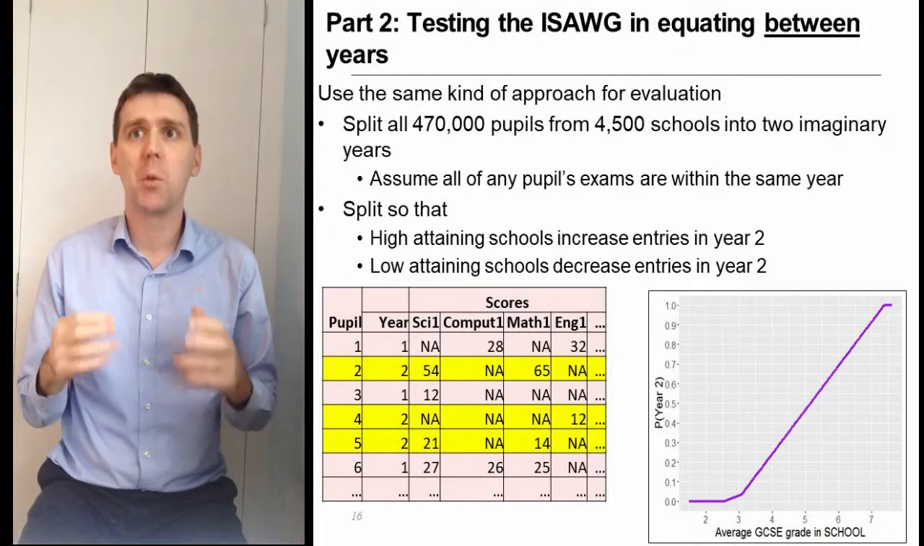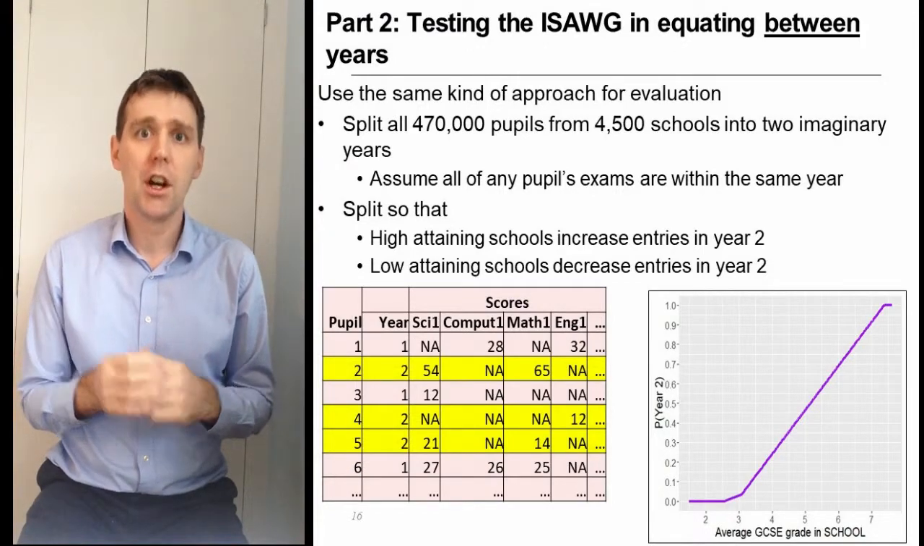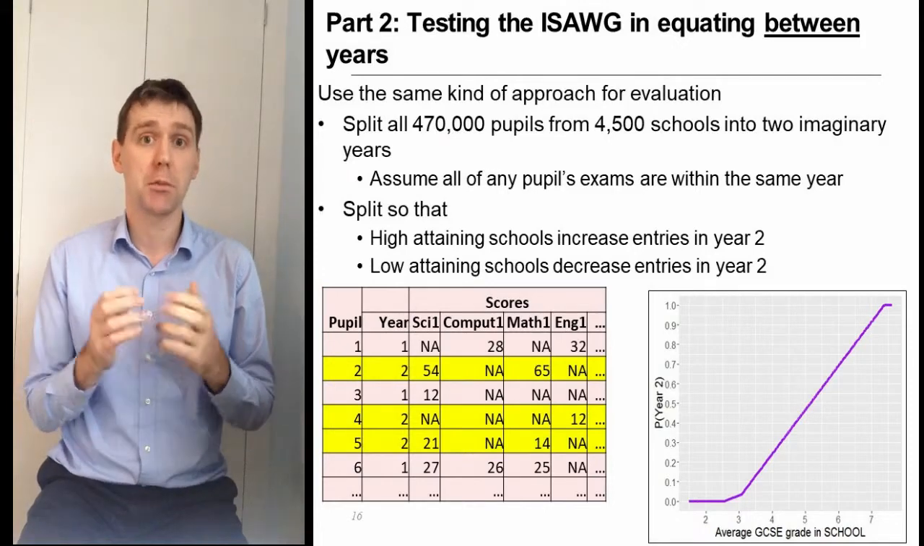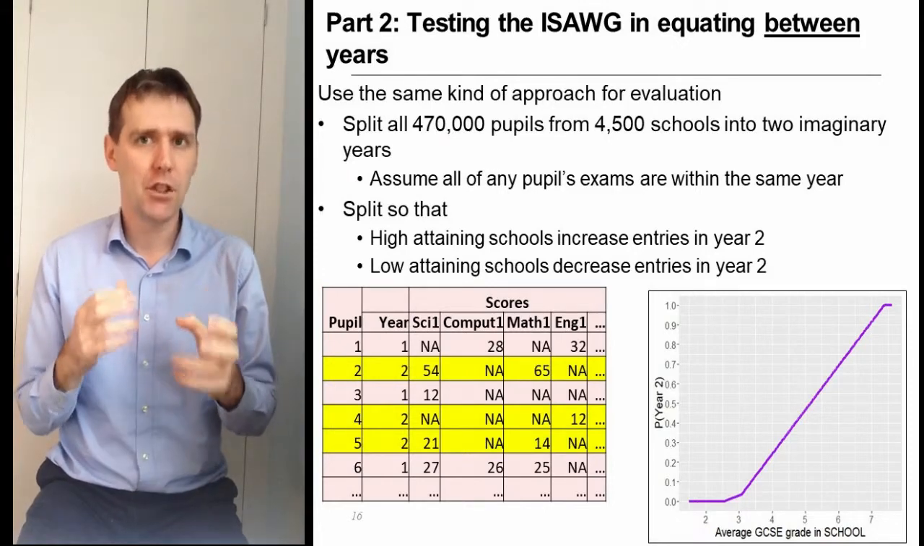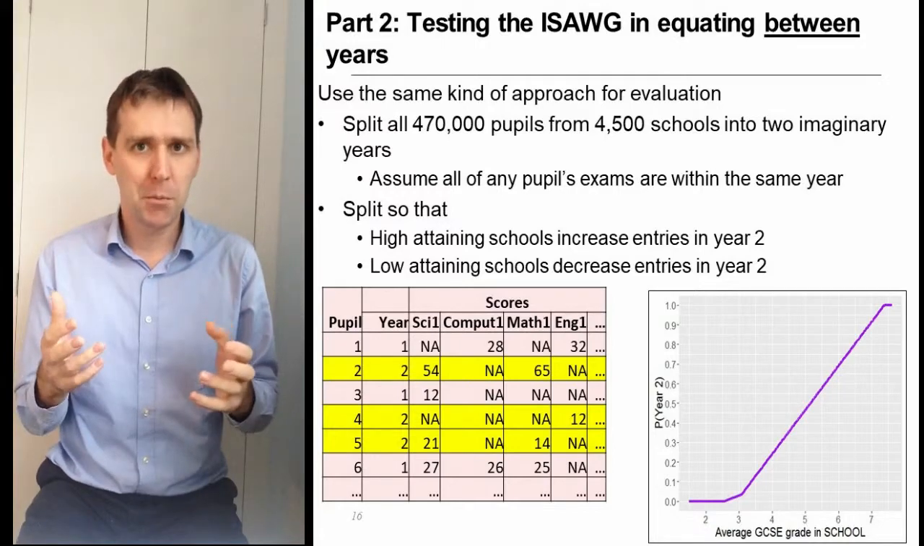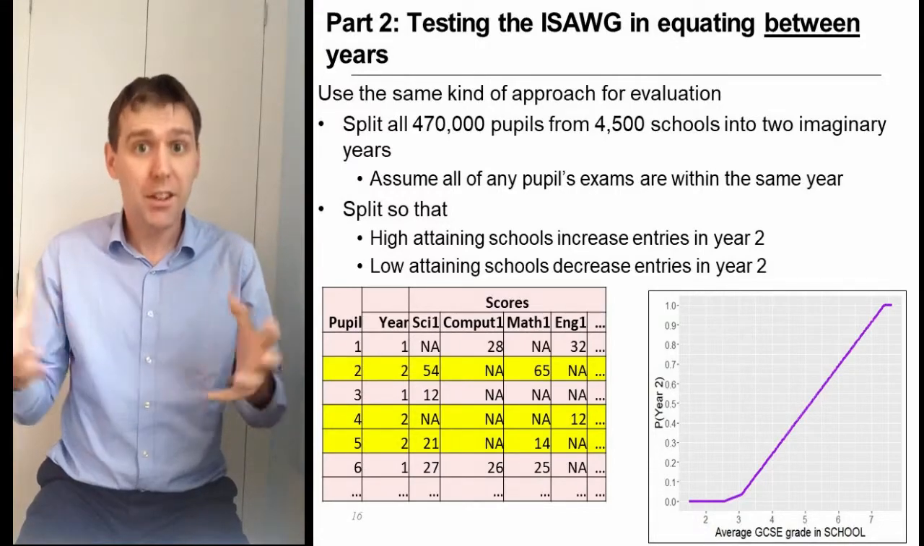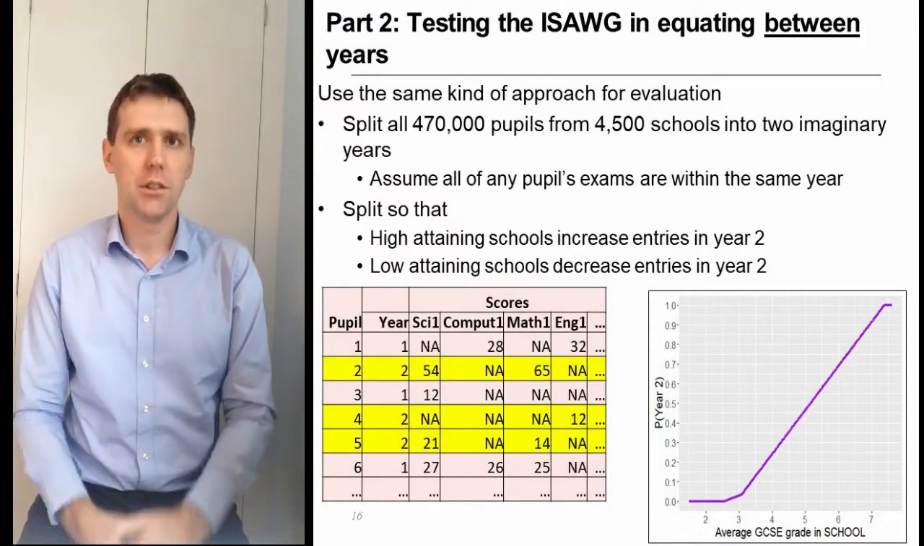So what about if we want to test the efficacy of the ISORG for maintaining standards between years? Well, we use a similar approach. This time we're going to split the entire cohort of GCSE candidates, 500,000 pupils, nearly 5,000 schools, into two groups and treat the two groups as if they were two different years.